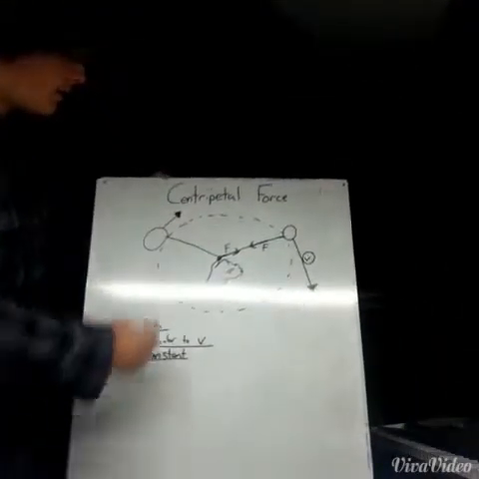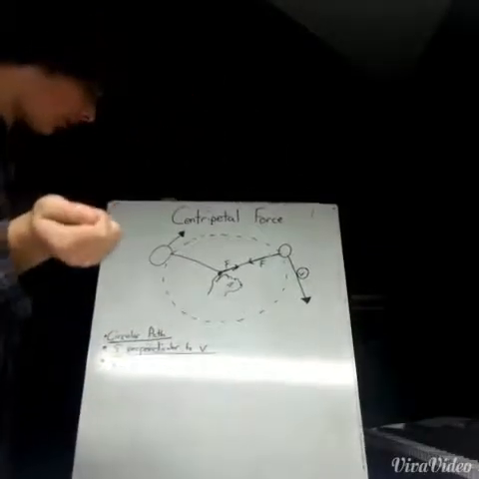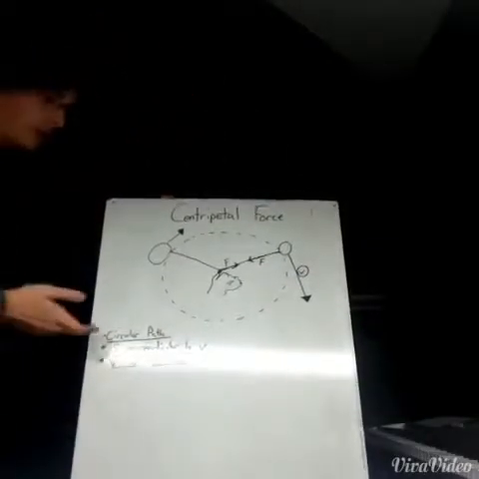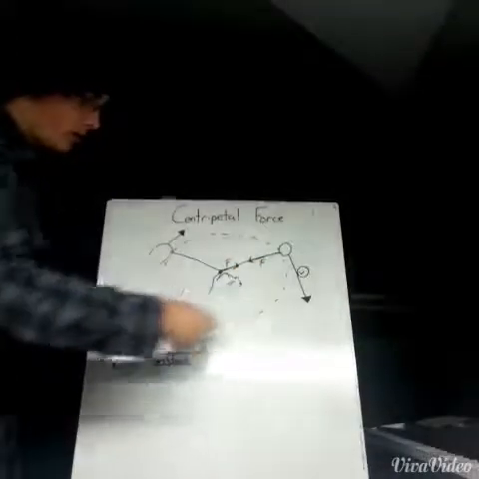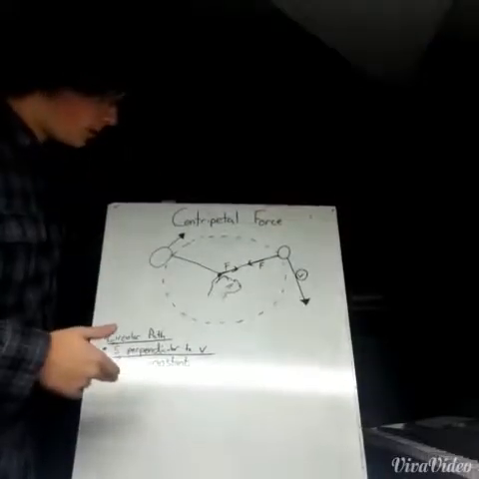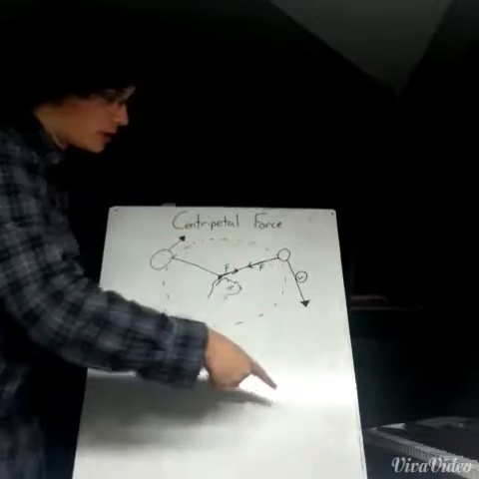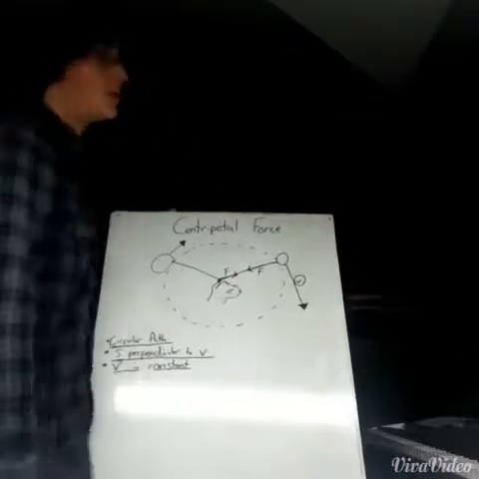And the ball is being spun around in a circle. The things you need to know about centripetal force is it's always in a circular path, demonstrated by the dotted line. The string is perpendicular to the velocity. So this line right here is always going to be perpendicular to the velocity of which the ball is going to be traveling if you let it go.